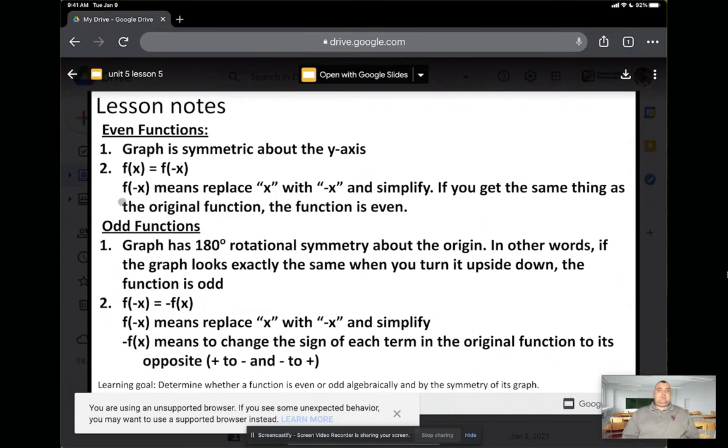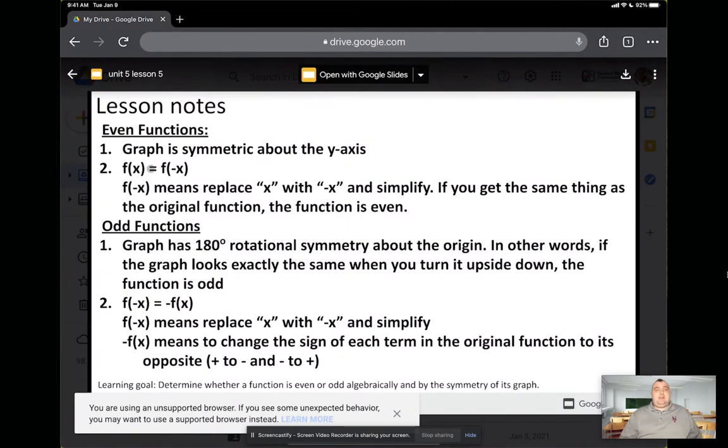Okay? So in this lesson, we're going to look at symmetry of graphs to determine whether a function is even or odd or neither of the two. It is possible that a function is not even or odd. In the next lesson, we're going to look at how to prove algebraically whether a function is even, odd, or neither of the two.